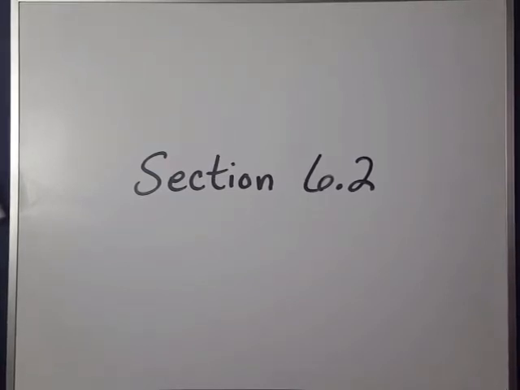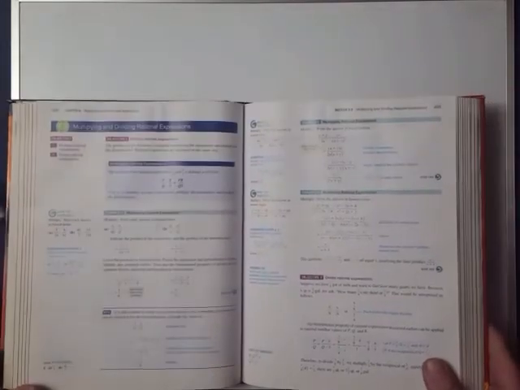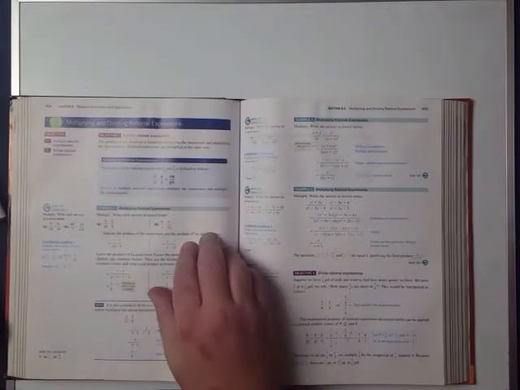Section 6.2, multiplying and dividing rational expressions. Now, there's really nothing new in this section. All of the algebra that we need, we already have. If you look here at the beginning of the section, we have a blue box that talks about multiplying rational expressions.